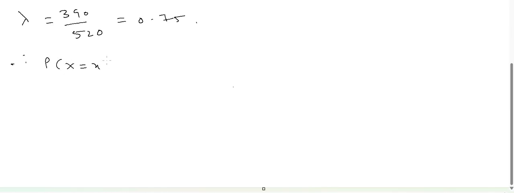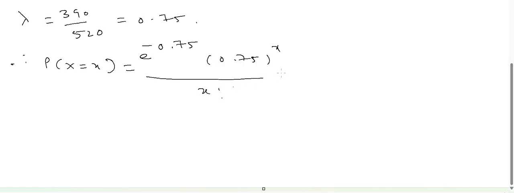Lambda is 390 typographical errors occurred out of 520 pages. So that 0.75 is the lambda, which is a positive quantity. Therefore, P of X equal to x can be written like this: e power minus 0.75 into 0.75 to the power x by x factorial, x takes 0, 1, 2, 3, etc.